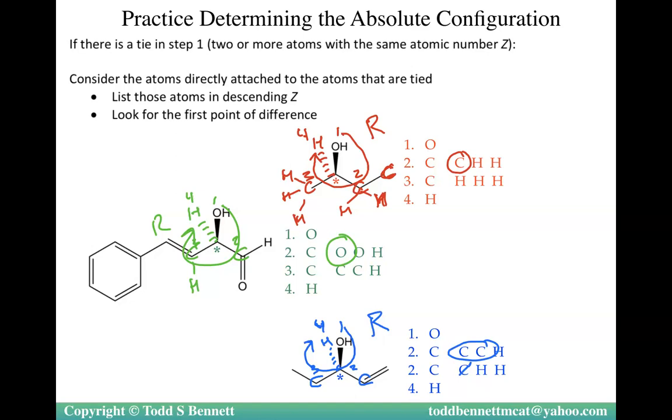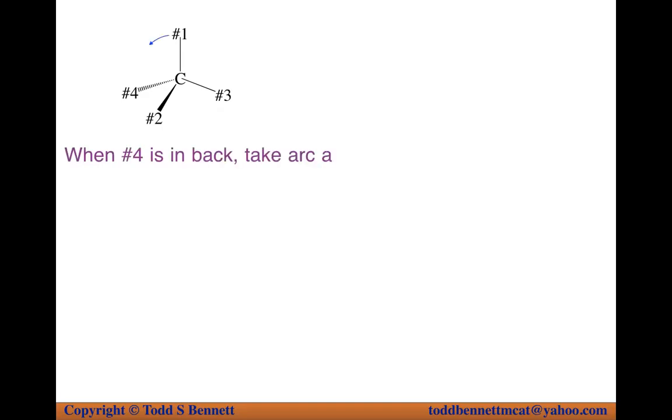Okay, so we're getting a little bit better. We're doing a little more challenging ones in terms of priorities. But if you get your priorities down pat, and you need to get your priorities right, I guess is what I'm telling you, then these will become simple over time. But then we have complicated structures. So we're sticking with the simple. If number 4 is in back, you just take the arc as is. 1 to 2 to 3. In this case would be counterclockwise. Counterclockwise is S.